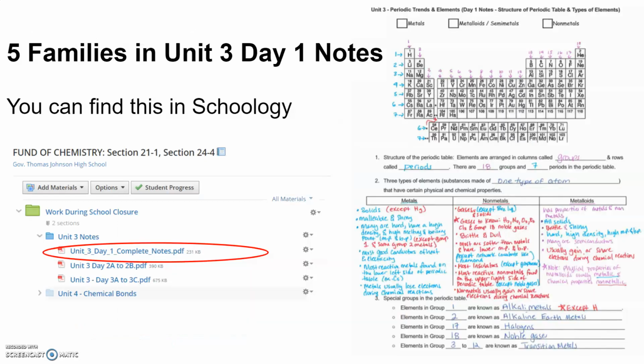Now you can find information about these family groups along with the properties of metals, nonmetals, and metalloids in your Unit 3 Day 1 notes. Unit 3 Day 1 notes can be accessed in this folder. They're also in the Unit 3 notes folder as well, if you would like to access them there.